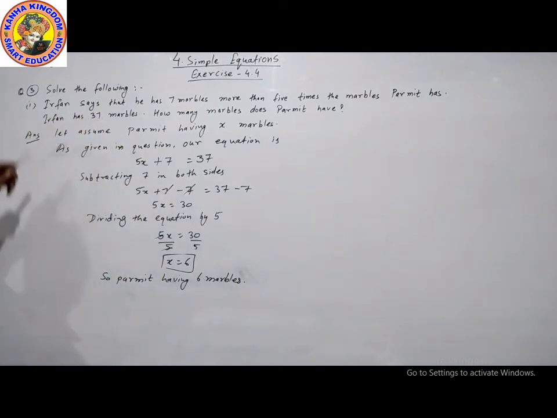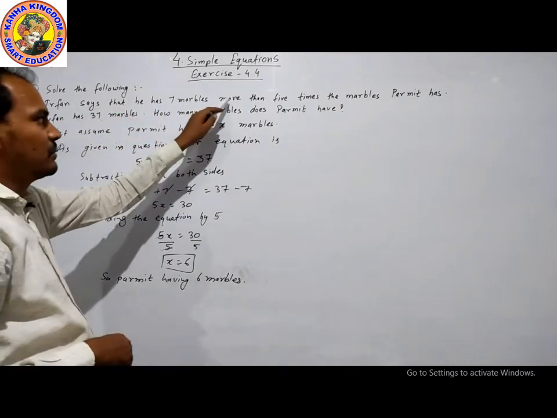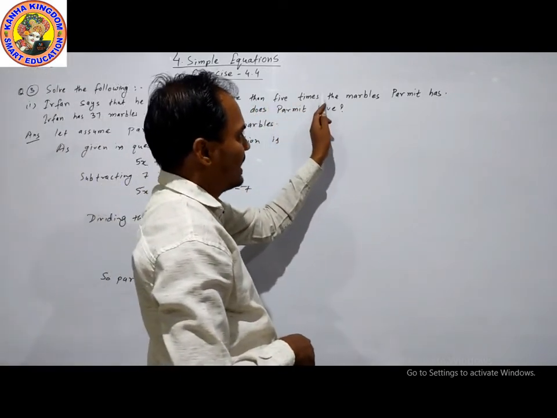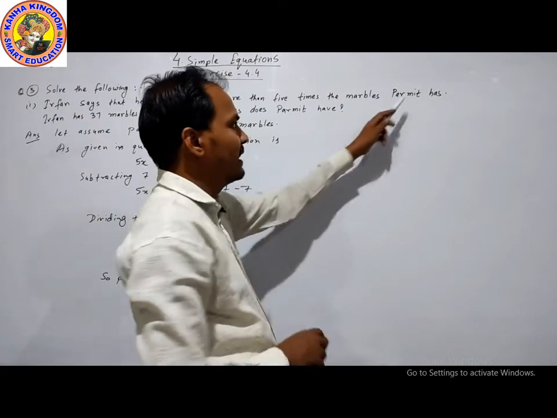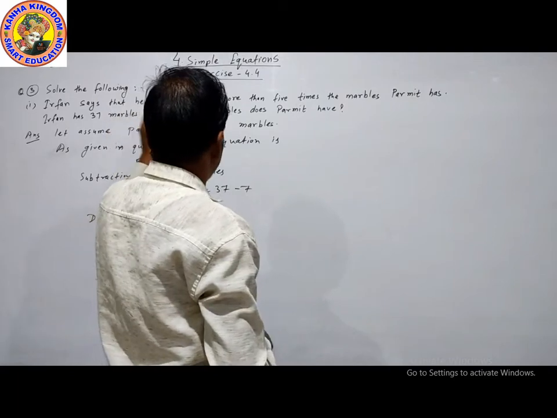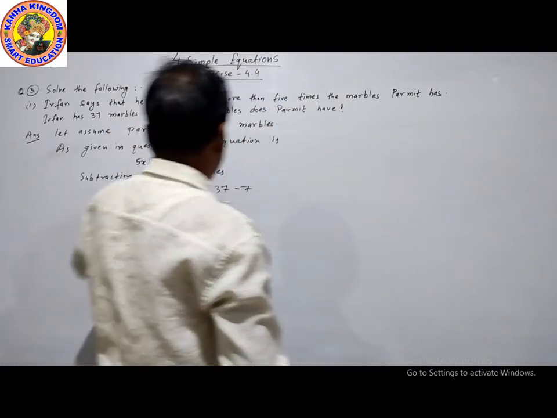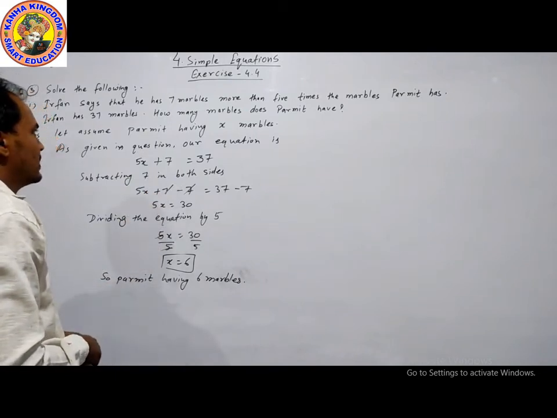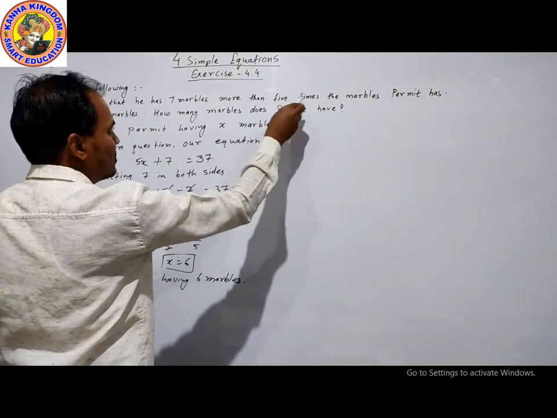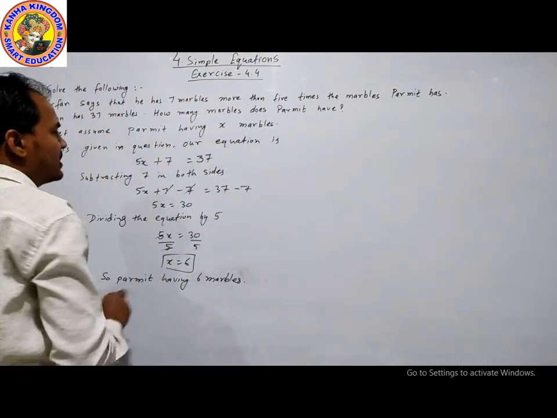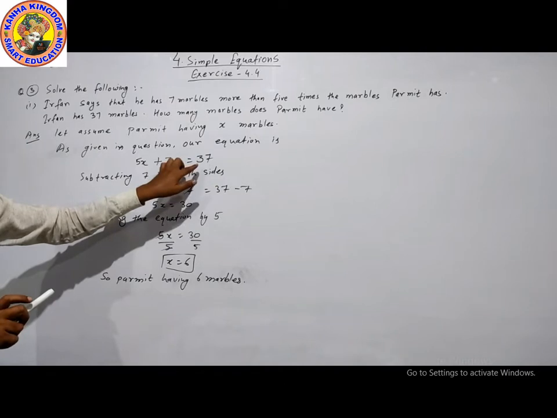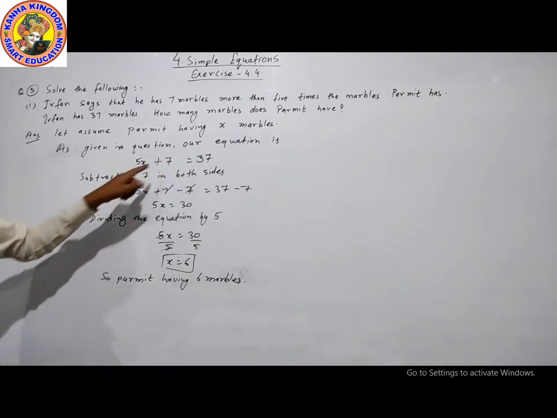Let's take beginning from this question. Irfan says that he has 7 marbles more. More means plus 7. Then 5 times the marbles Parmeet has. Let assume Parmeet has x marbles. So this is 5x. Irfan having 7 more than 5x, 7 plus 5x. This is our equation. Irfan has 37 marbles. Irfan has 5x plus 7 and 37, so both are equal.